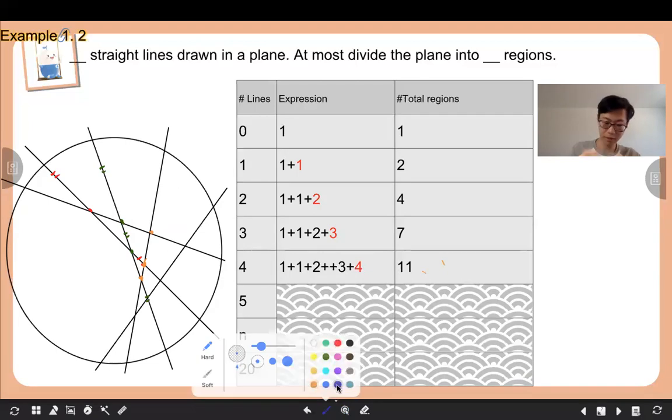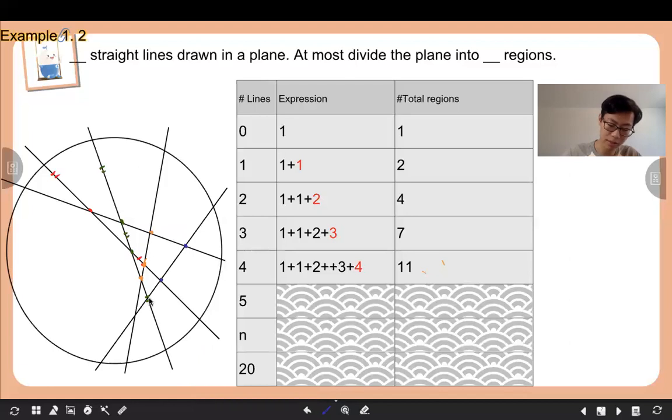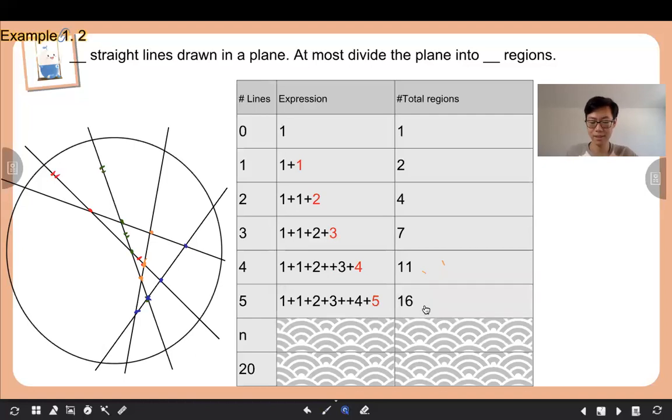Okay, let me see. So how many intersections should it have if it intersects with all previous 4 lines? Can you tell me? Yes, we are having 4 intersections here. 1, 2, 3, 4. Okay then, based on the pattern we just discovered, 4 intersections, how many parts? That's 5, yes. So that's why we are adding 5 here. And how many regions do we have in total? Yes, 16. Okay, that's good.